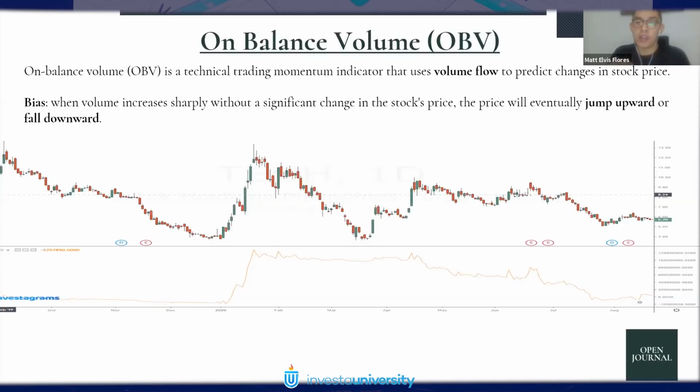Meaning, once makita mo tong on-balance volume, di ba, you can easily, pag nakita mo kaagad na nagko-consolidate siya above, makikita mo, this is a sign of distribution.